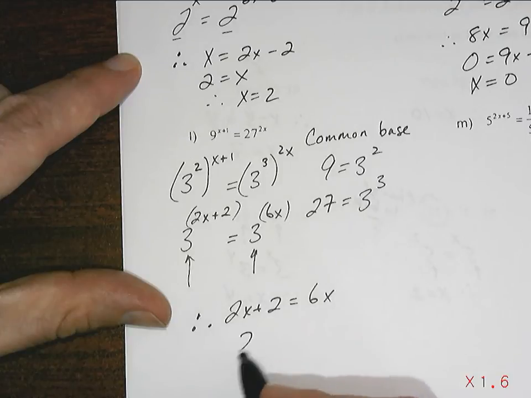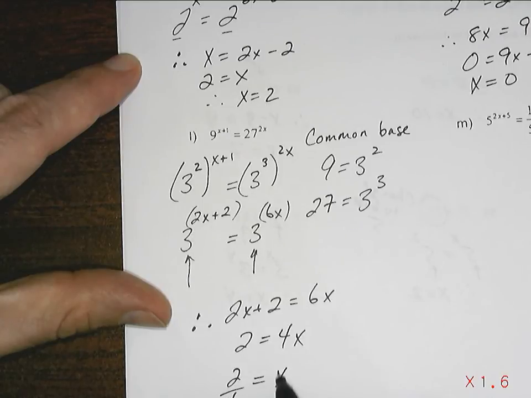Bring this over to the other side. I get 2 equals 4x. Divide both sides. I get 2 divided by 4 equals x. x equals 1/2.